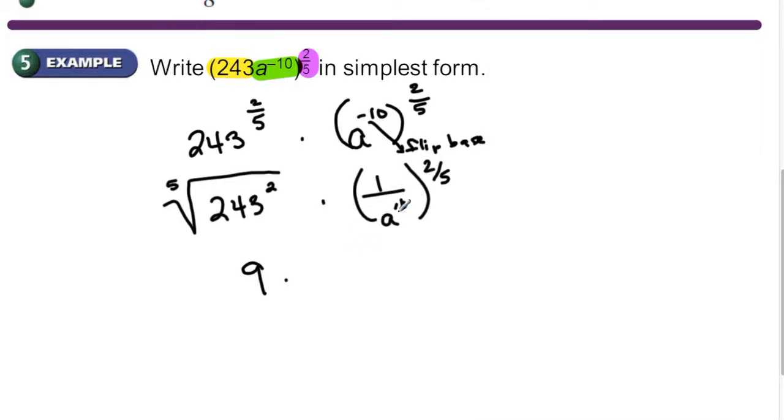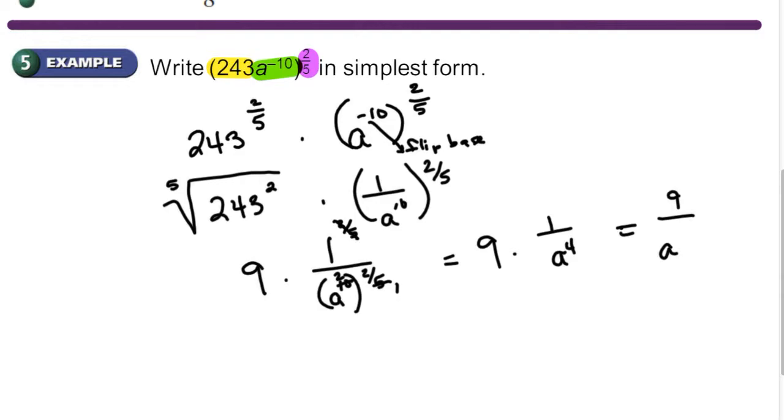So now we have 9 times 1 to the 2/5, a to the 10th to the 2/5. I wanted that in the denominator: 1 raised to the 2/5 and a to the 10th raised to the 2/5. 10 and 5 have a like factor of 5, and that goes into that 10 2 times. So 1 to any power is just 1. And now in the denominator, we have a squared squared. So this ends up being 9 times 1 over a to the 4th, which is 9 over a to the 4th.